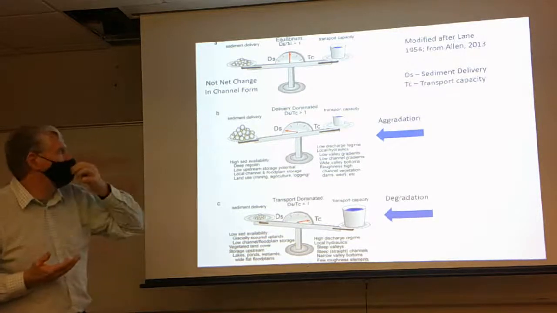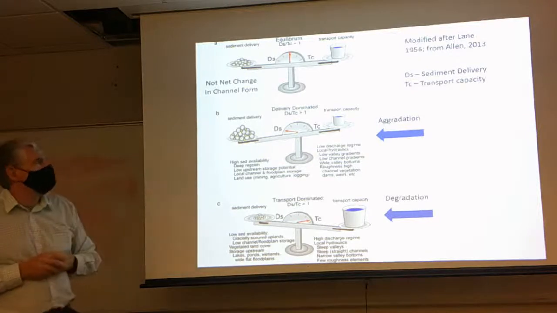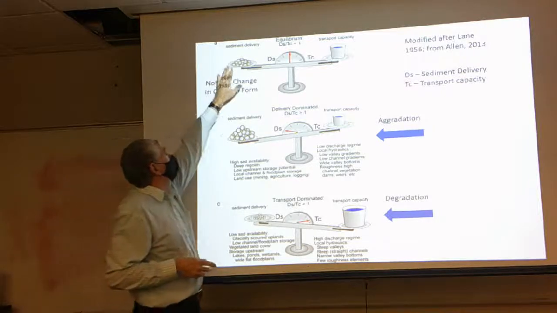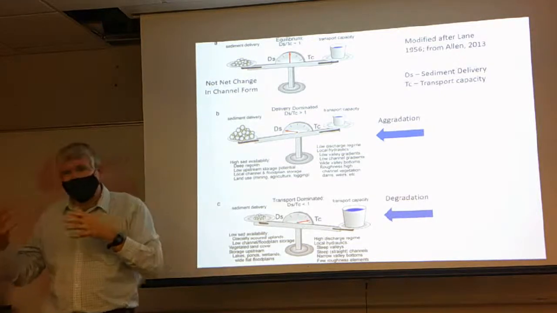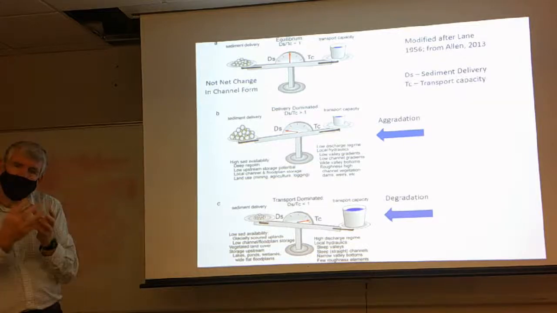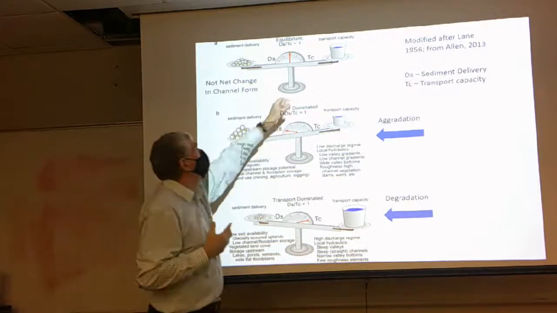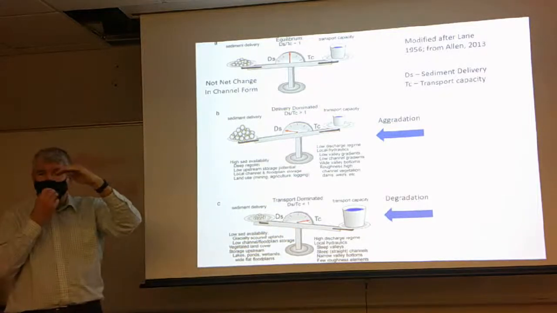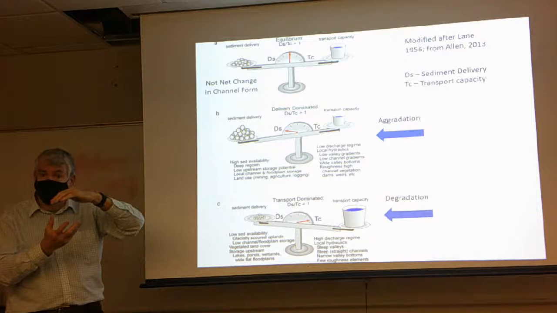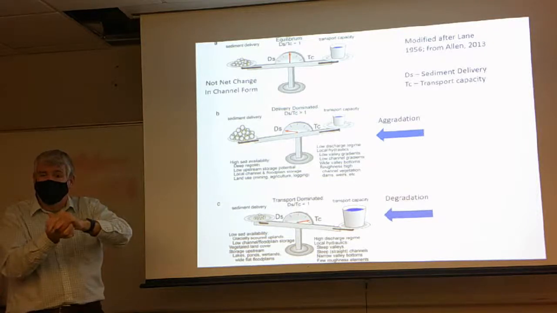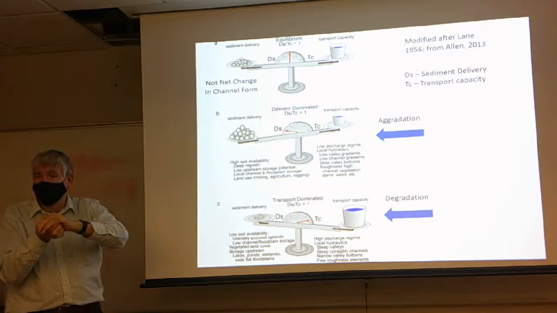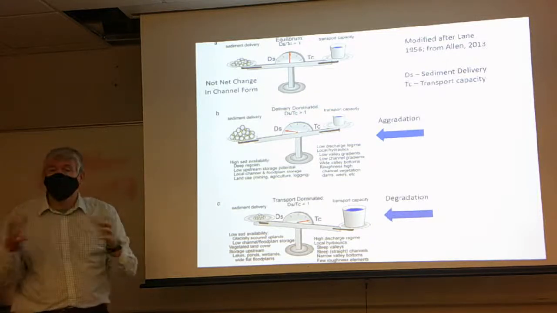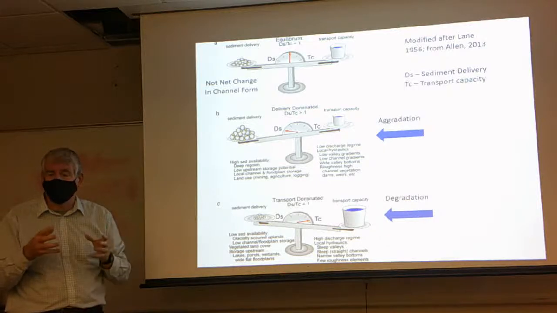This is a recent modification by James Allen from South Carolina in 2013. And it's showing that when you have sediment delivery, so the amount of sediment, which should also include size, coming into the system is equal to its transporting capacity, so the ratio between sediment delivery to the channel versus its transport capacity, what it can actually transport, is approximately one, then it's balanced. We're not going to have any net change in the overall morphological features.